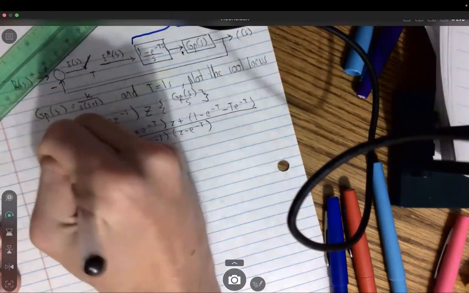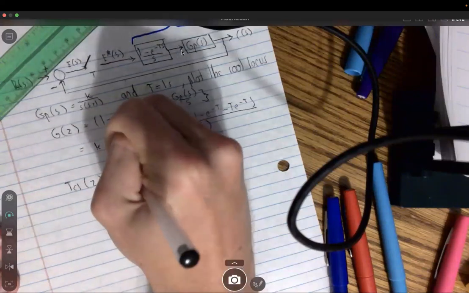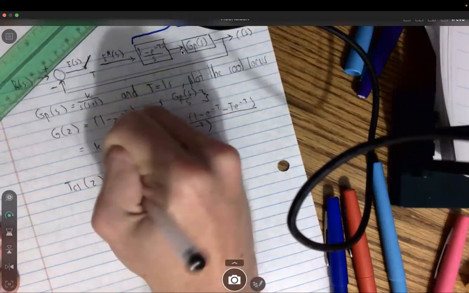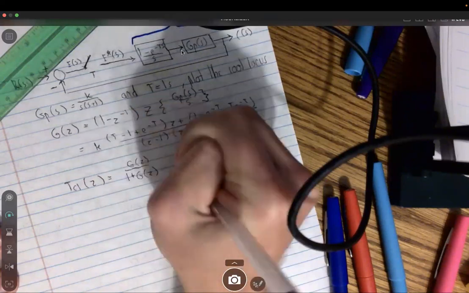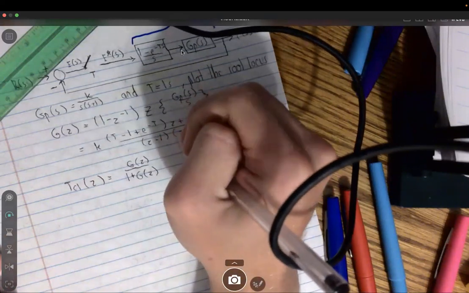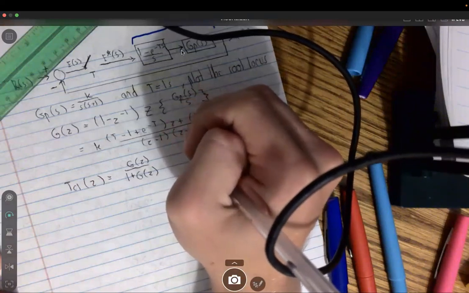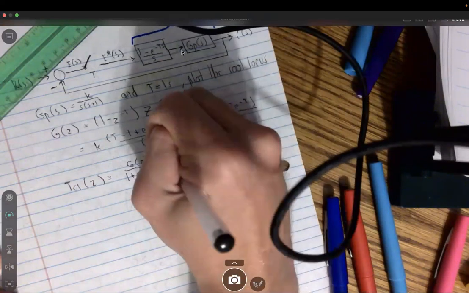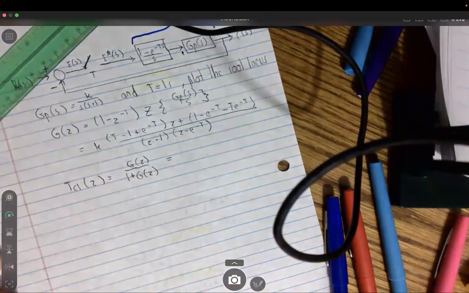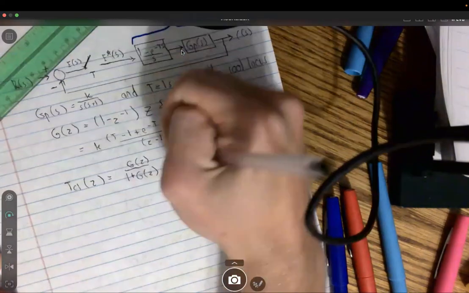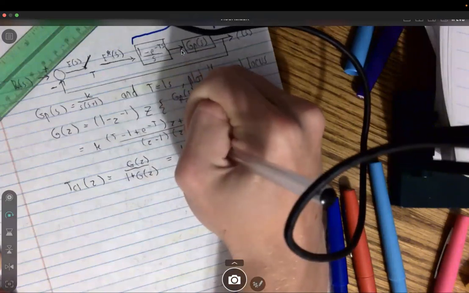The closed loop transfer function in terms of Z is going to equal G of Z all over 1 plus G of Z. When you solve this, you're going to get a pretty big equation. So leave it in the form 1 plus though. Don't simplify it. Leave it in the form 1 plus because that's going to come in handy.